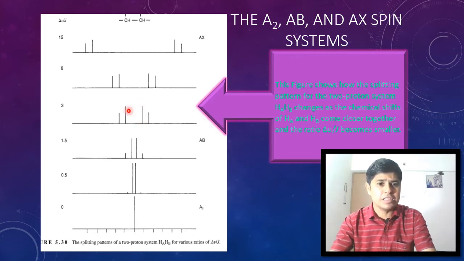If we see these pictures, then we can notice that the inner lines of these multiplets, that is these doublets, are increasing in their intensity, while the outer lines of these doublets are decreasing in their intensity. So outer lines are decreasing in their intensity while inner lines are increasing in their intensity. This is the change we can point out when these two doublets are coming closer to each other.